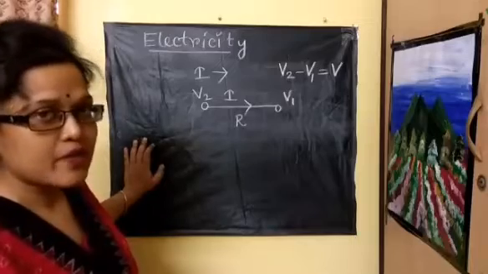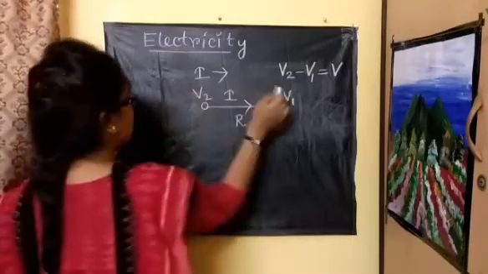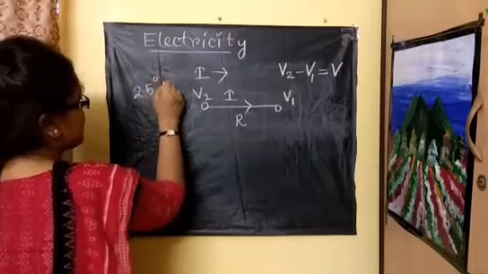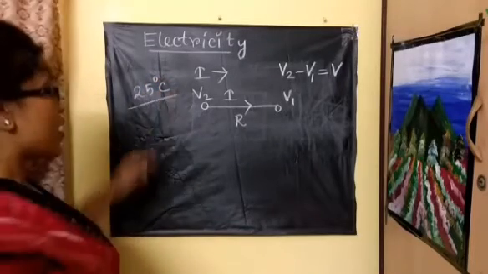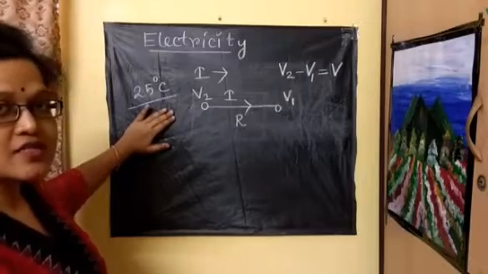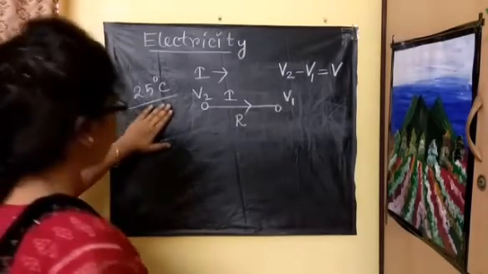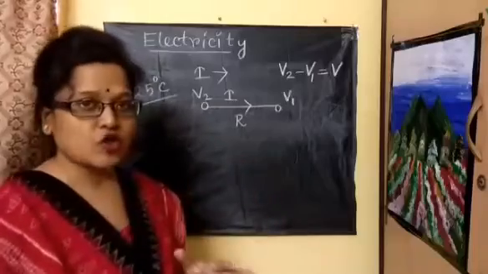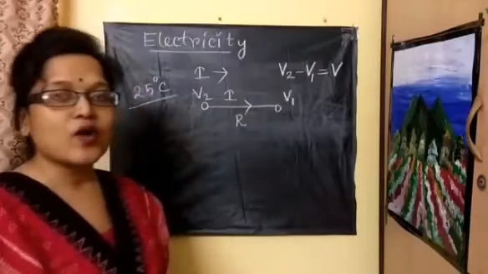Ohm's law gives the idea that if temperature is constant, remember those facts. If the surrounding temperature, suppose I am doing my experiment at room temperature 25 degrees Celsius, remains at 25 degrees Celsius during the experiment, and other physical quantities are constant, what are the other physical quantities?